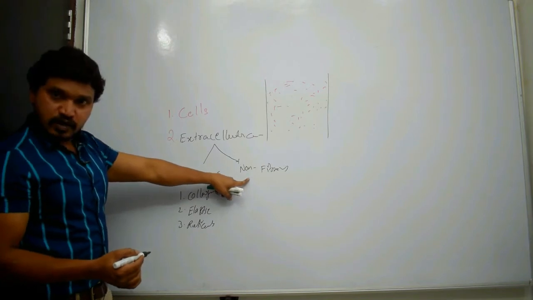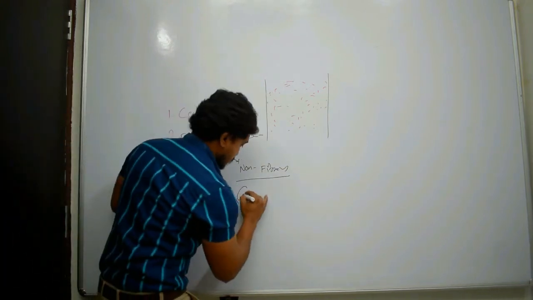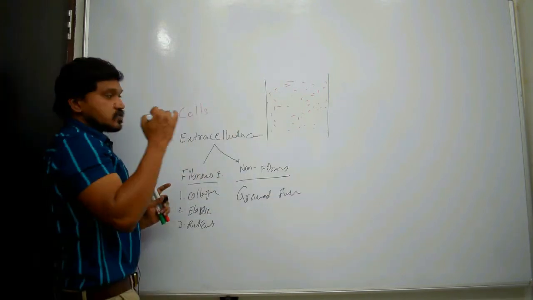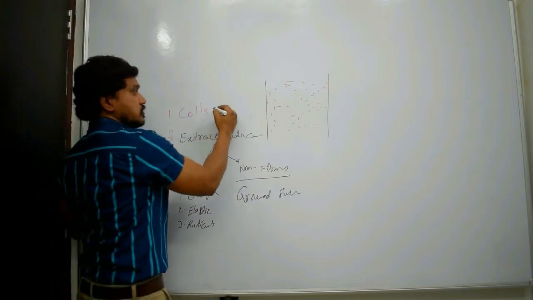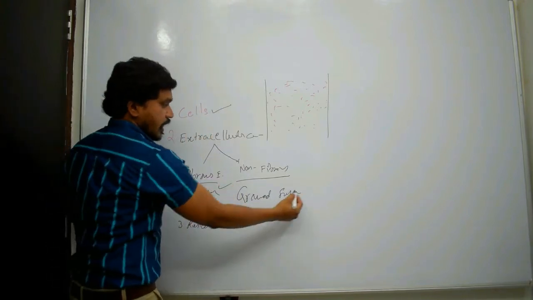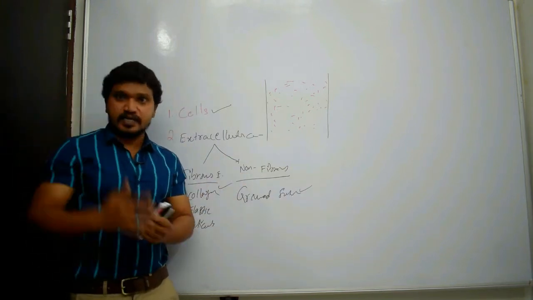Then what about non-fibrous elements? Non-fibrous element is nothing but ground substance. These are the components of connective tissue. So when we are discussing connective tissue, we have to discuss connective tissue cells, connective tissue fibers and ground substance. Actually, our connective tissue we can compare with concrete.